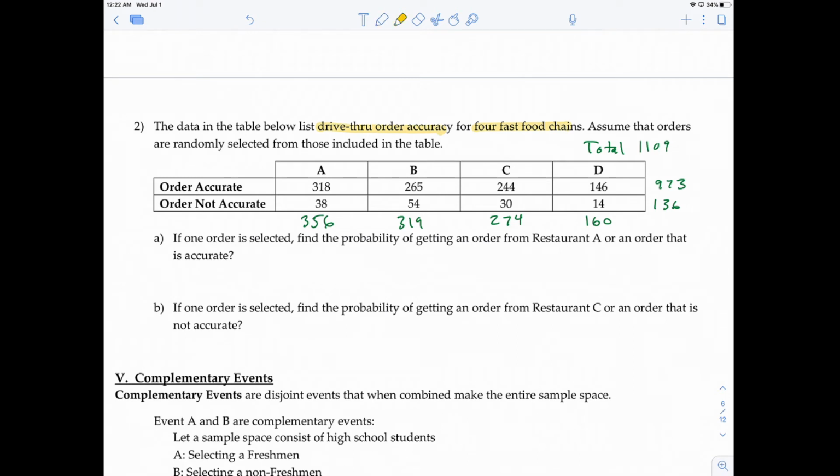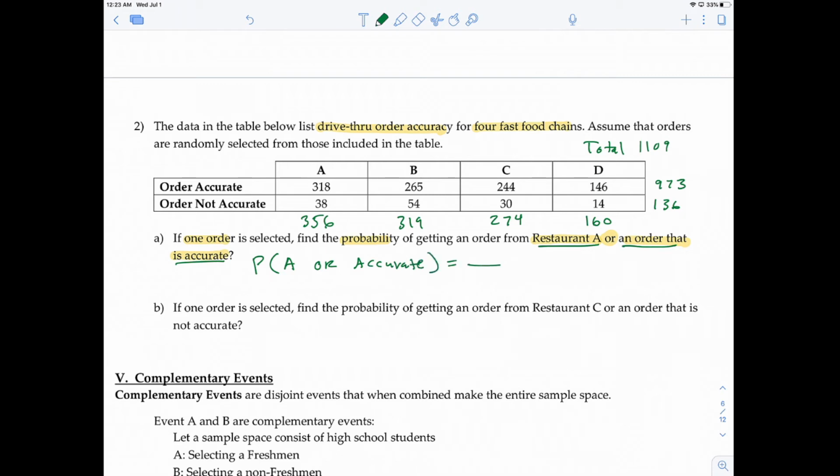So we have: if one order is selected, find the probability of getting an order from restaurant A or an order that is accurate. So probability of restaurant A or accurate. So we're selecting one order, and what is the probability that order is from A or it is an accurate order?